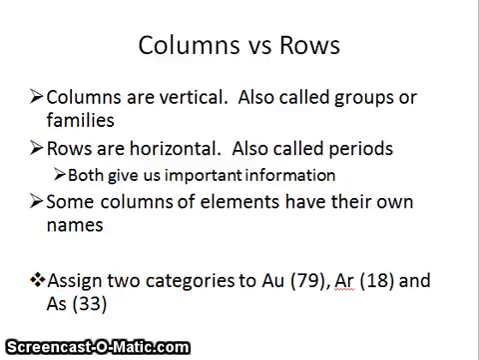Just like with a spreadsheet, there's a distinction between columns and rows. Columns are vertical. The elements fit into groups or families. Rows are horizontal. They are also called periods. We also assign some groups of elements their own names because of their chemical similarities.